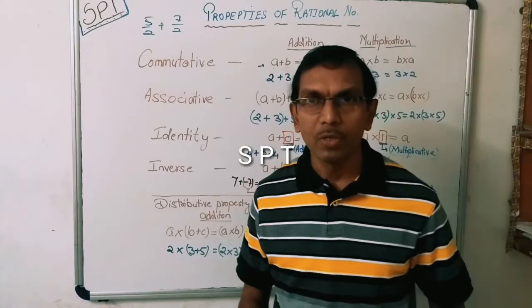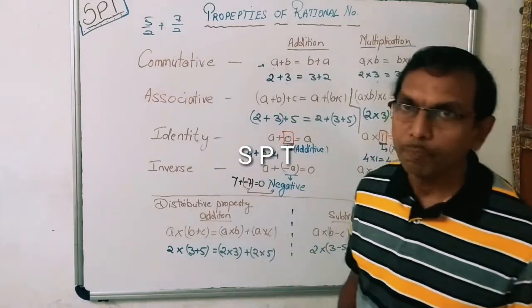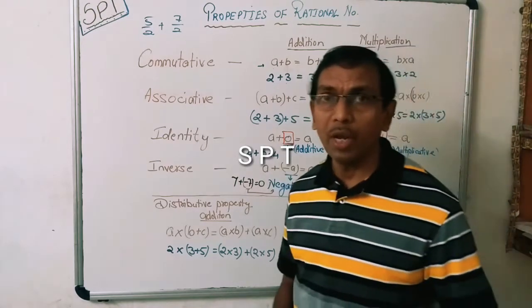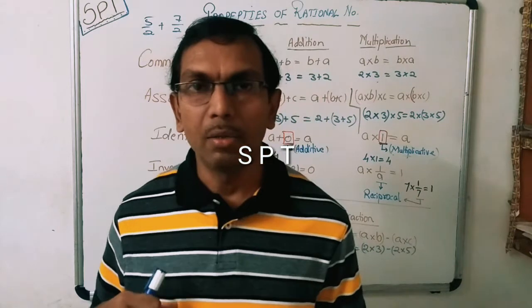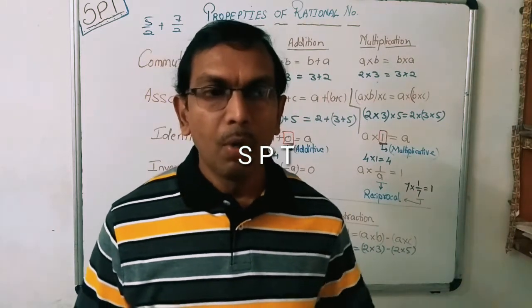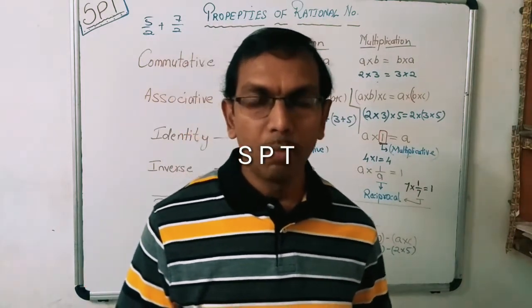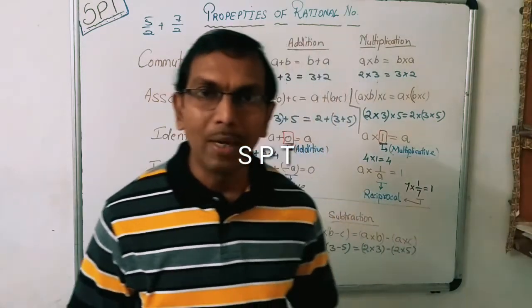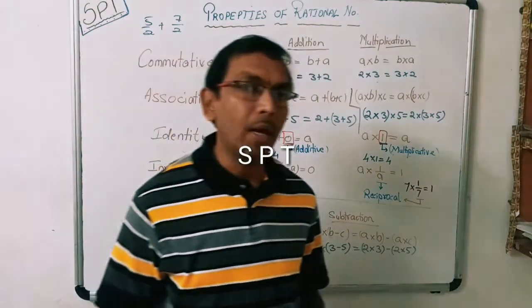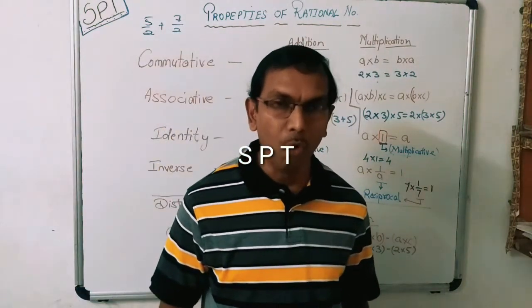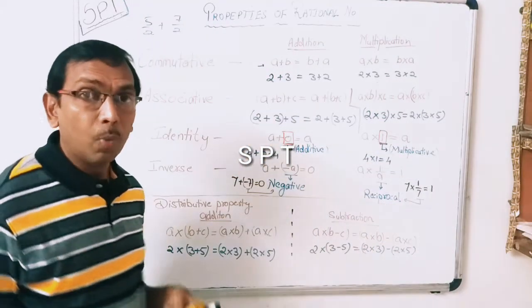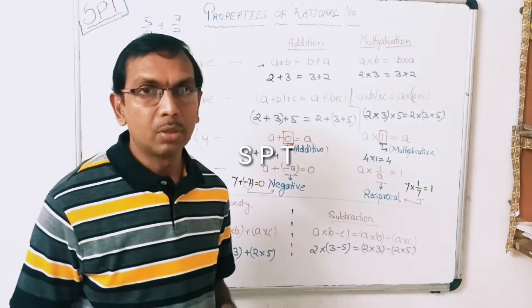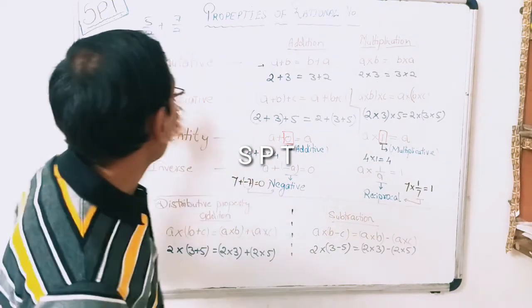Good morning, students. Our topic for today is properties of rational numbers. As we all know, rational numbers are numbers which are a combination of two numbers, a numerator and a denominator, or we can write a number in p by q form. So there are some properties which are common to all the rational numbers, and these are some.